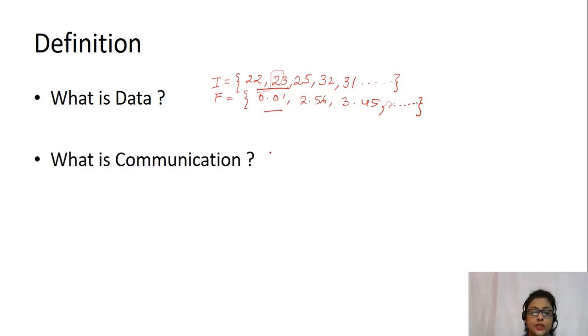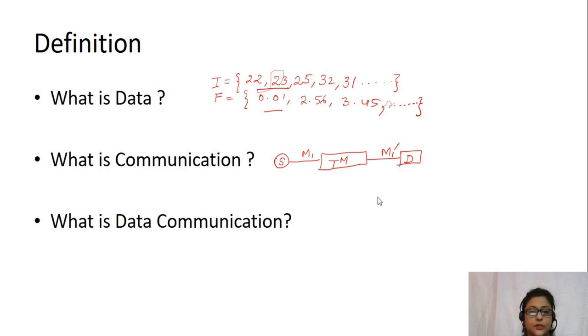Now, what is communication? Let us consider a source S that is generating a message, let's say M1. It passes through a transmission medium, and at the output of the medium, the message M1 may become M1 dash, and it goes to the destination. This process by which a message generated from the source passes through the transmission medium and reaches the destination is known as communication.